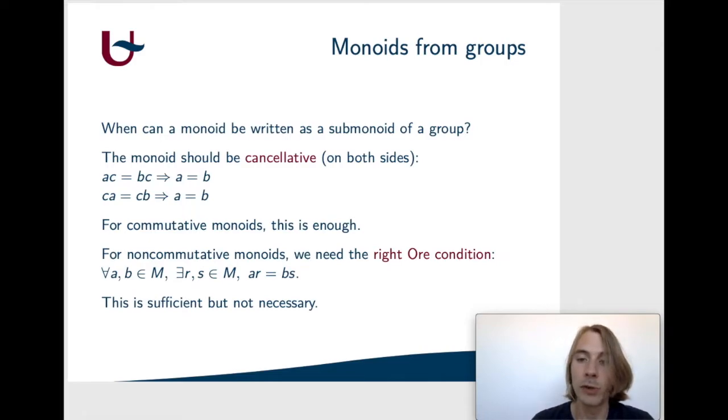For example, the free monoid on 2 generators can be embedded into a group, the free group on 2 generators, but it does not satisfy the right Ore condition.